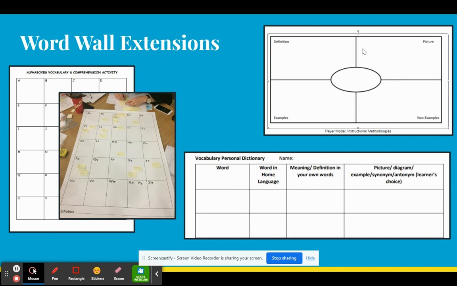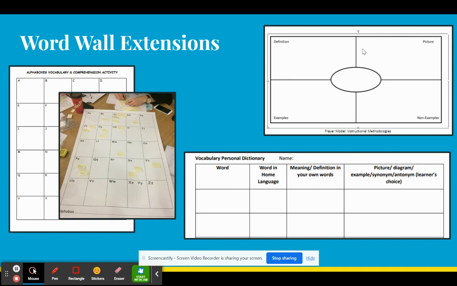Another example here is a Frayer model. The way you work with these is you would put a vocabulary word in the center circle, and then students could use information from the word wall to populate their Frayer model. For example, they could write a definition either in their home language or in their own words. They could draw a picture of the vocabulary word, and your word wall would have some visuals on it, so they could use those visuals and put them onto their own. These could be simple sketches. They don't have to be complicated, and then they could label their picture. They could give examples of that vocabulary word, and then non-examples, so things that the vocabulary word is not.